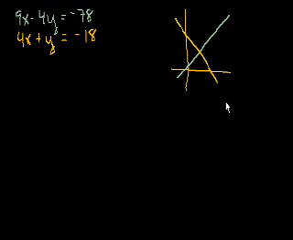Right? So on a line is all of the x's and y's that satisfy this equation. And on the green line are all the x's and y's that satisfy this equation. But there's only one pair of x and y that satisfies both equations. And you could guess where that is.